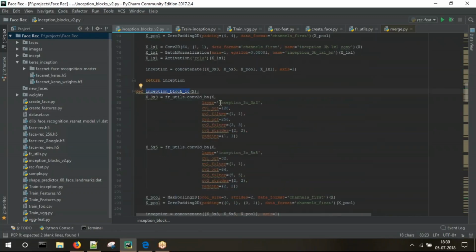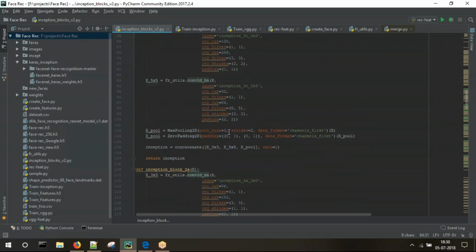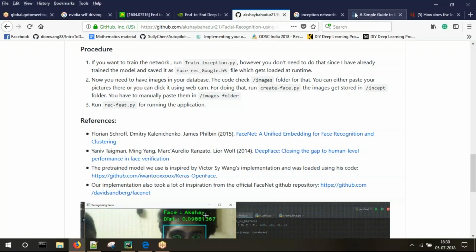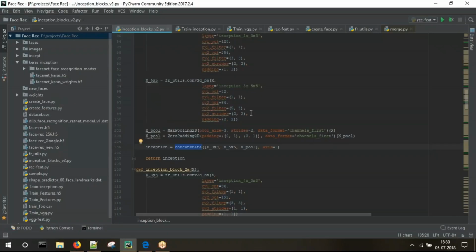Then we have 1c, in which we are actually doing convolution again, and then we are concatenating, I mean, in that we are actually connecting all these blocks. If you see over here, after this convolution, this block will be connected to this block, and all these 3 or 4 different convolution blocks will be connected to form a single block.